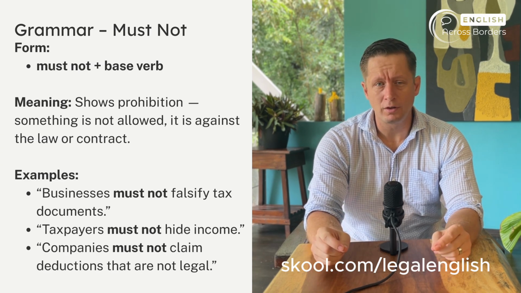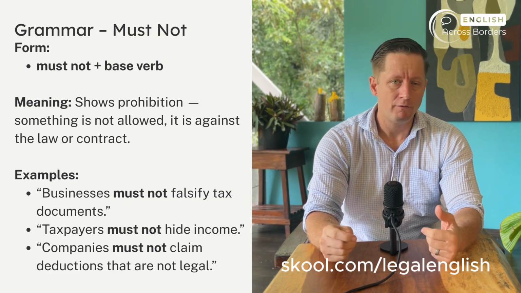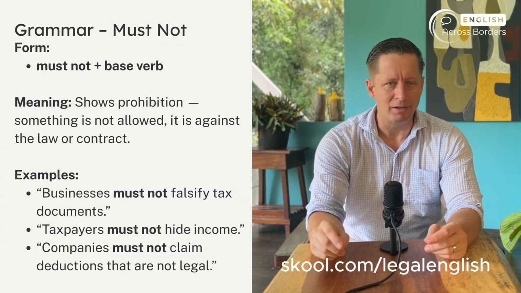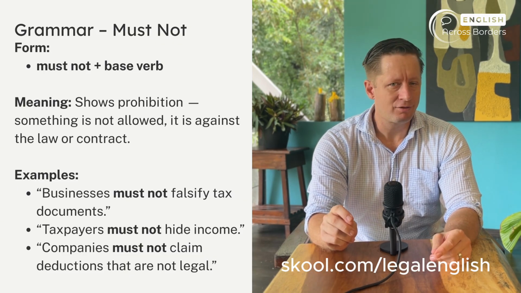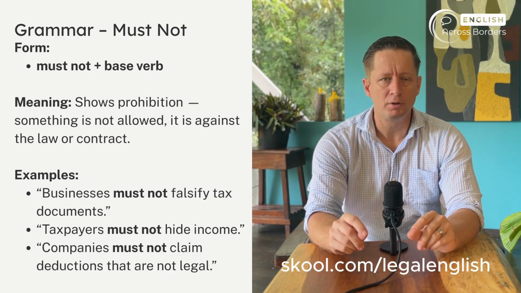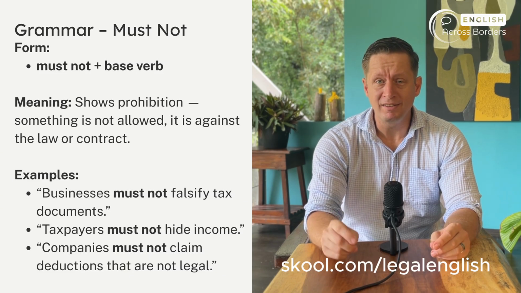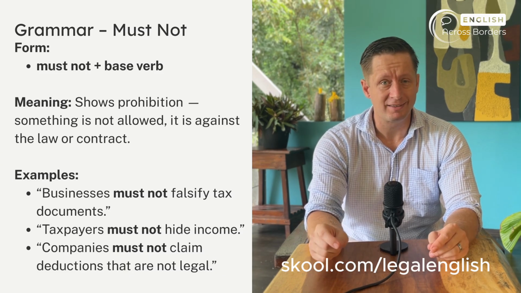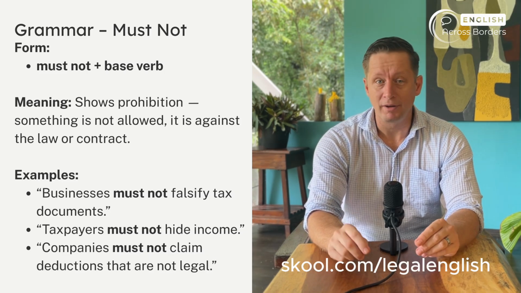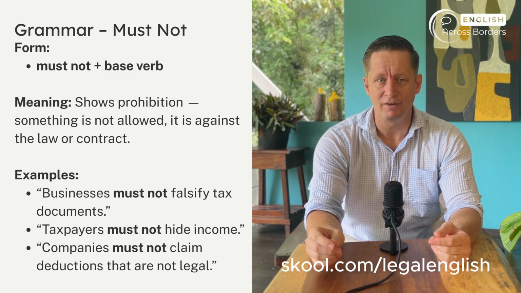Now, let's focus on prohibitions. What is not allowed in tax law? For this, we use must not. Must not means prohibition. It is stronger than just saying don't. It shows that something is completely forbidden, often by law. Some examples: businesses must not falsify tax documents. This is illegal. Taxpayers must not hide income, another serious crime known as tax evasion.